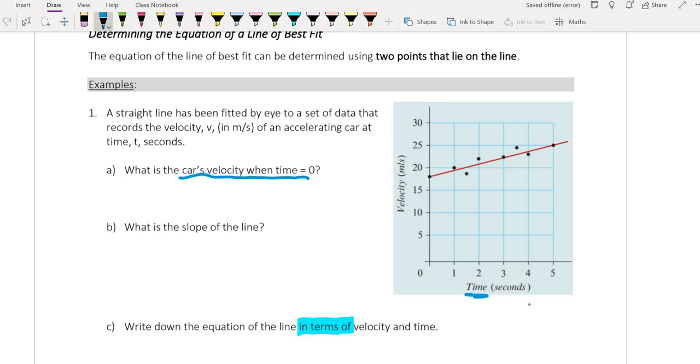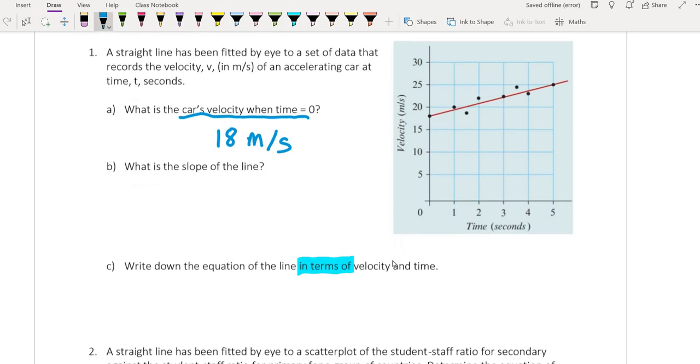Then we look at time at 0 right here, and we're looking at the velocity here. That's going to be around, I would say, 18. And the unit that's given to us is millimeters per second, so we write the unit there as well. The next question says, what is the slope of the line?